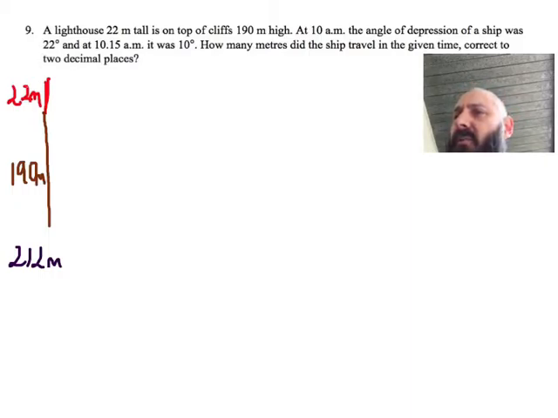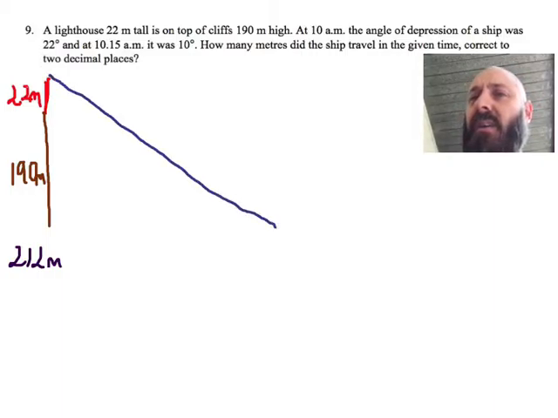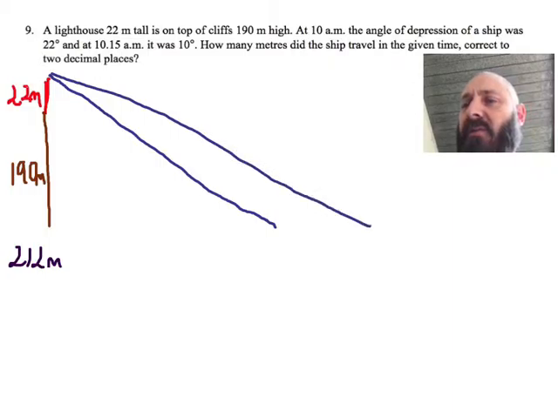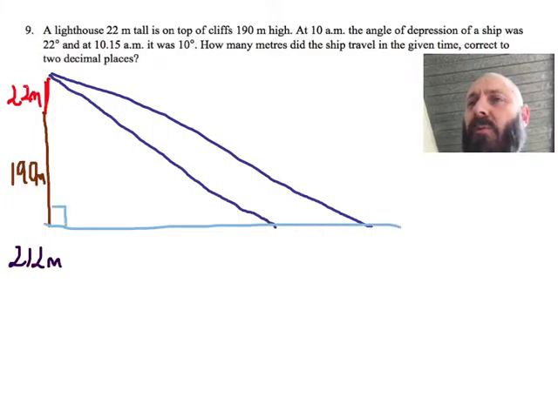So at 10 o'clock in the morning, the angle of depression of a ship was 22 degrees. Crazy. And at 10:15 it was 10 degrees. So what we're saying is, we're seeing a ship. We're seeing it twice. We've seen it out here, and we've seen it out here. I might just draw in my ocean, because that's going to form my right angle.